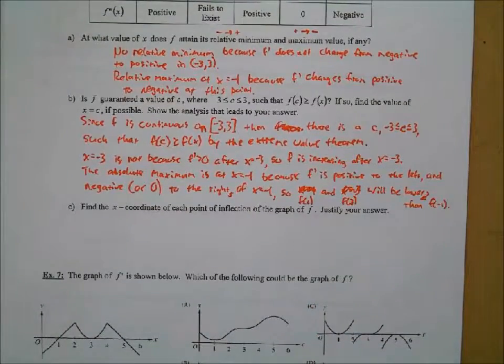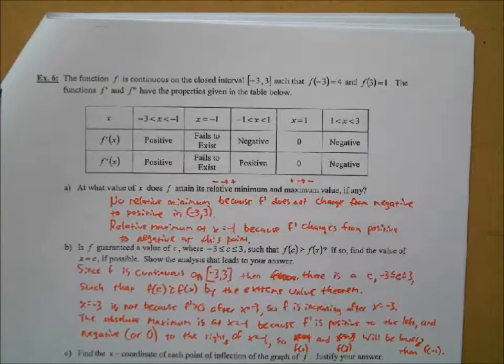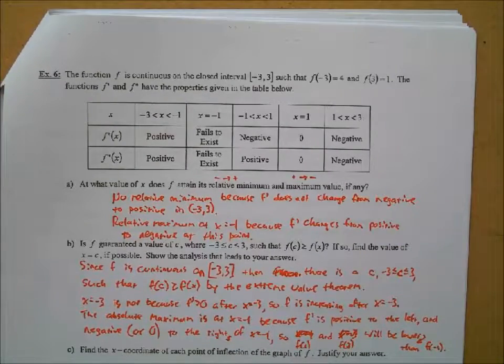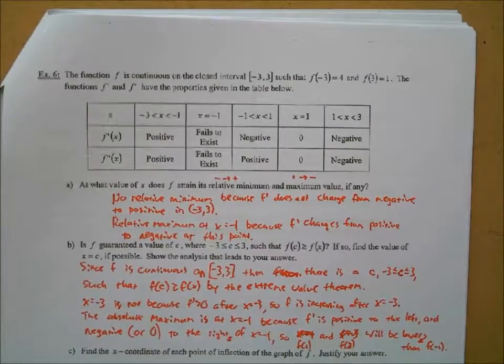Okay. How do we normally find points of inflection for a function? We look at the second derivative and see when the second derivative does what? Change from positive to negative or negative to positive. Okay? So, does our second derivative change from positive to negative or negative to positive? Yes. Where? At x equals 1 and x equals 1 alone.